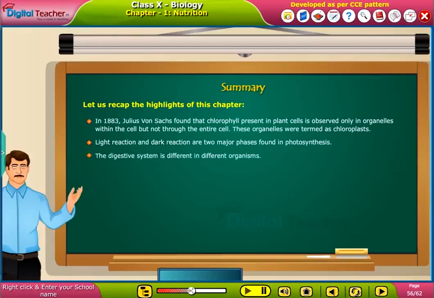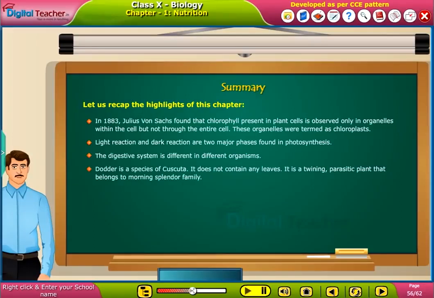The digestive system is different in different organisms. Dodder is a species of Cuscuta. It does not contain any leaves. It is a twining, parasitic plant that belongs to the morning glory family. The Dodder species do not contain chlorophyll. It absorbs food through haustoria.